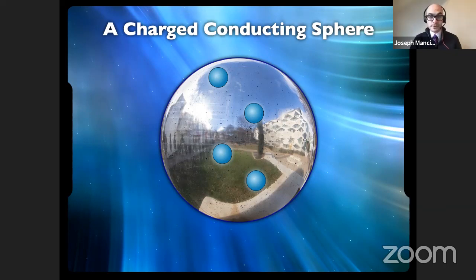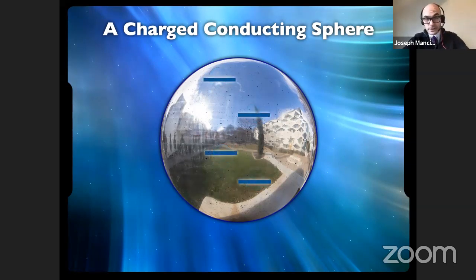we have not drawn. Likewise, you may not have drawn circles or spheres, you may have drawn minus signs, another perfectly good interpretation, another perfectly good representation of a charged conducting sphere.